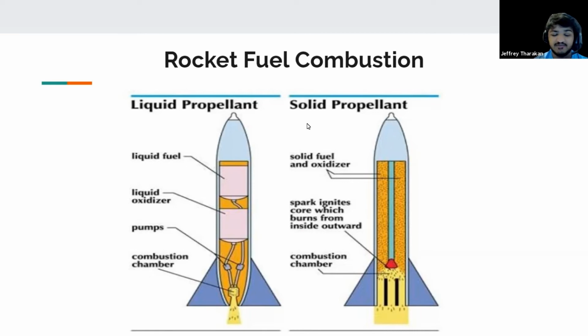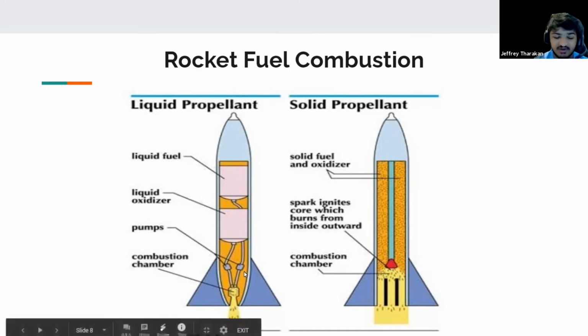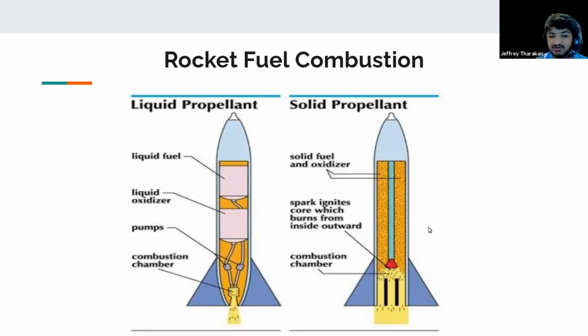Whereas in a liquid propellant, the fuel and oxidizer are separated. And this allows for the rocket to control the amount of thrust given by controlling the flow of the liquid and oxidizer using these pumps. Now, while you may have control of thrust with the liquid propellant, you also have less thrust due to how mass is taken up by the pumps and the fuel and oxidizer containers.